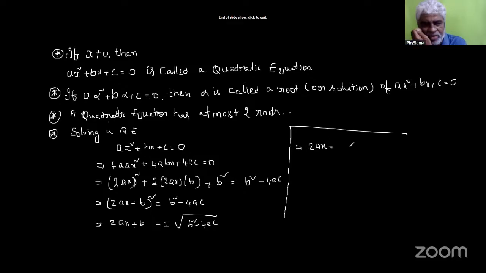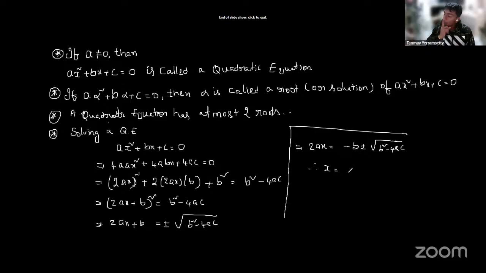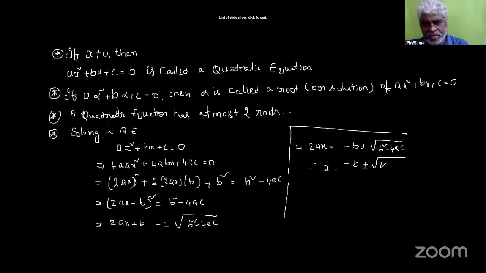2ax is equal, if we add b to the right hand side, it will be negative b, right? Negative b plus or minus the square root of b square minus 4ac over 2a. Therefore, x is equal to, bringing the 2a to the right hand side, negative b plus or minus the square root of b square minus 4ac over 2a. That's it. It is a very important formula, the key point of the quadratic equation.